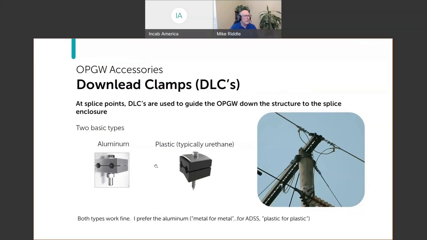At your splice points, you're going to have downlead clamps and then a splice enclosure. Well, dead ends too, because we already talked about those, but you're going to have downlead clamps and then a splice enclosure. So we're going to talk about those.